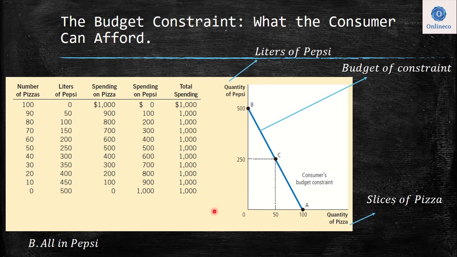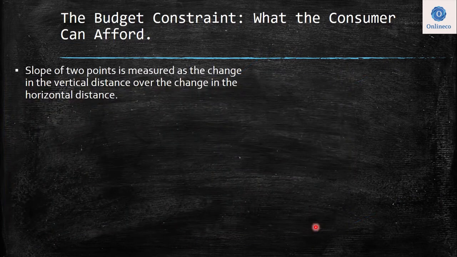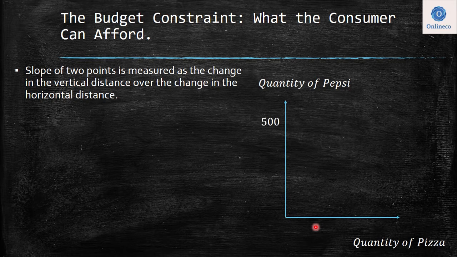And C is a point which represents 250, so half of Pepsi, and 50, half of the pizza that you can get. C is the middle point, as I said before, and the other one is all in pizza. So a slope of 2 points is measured as the change in the vertical distance over the change in the horizontal distance. So change in y-axis over change in x-axis. So here we have the quantity of Pepsi, quantity of pizza. So you just need these 2 points, you join them, and this is the budget constraint.